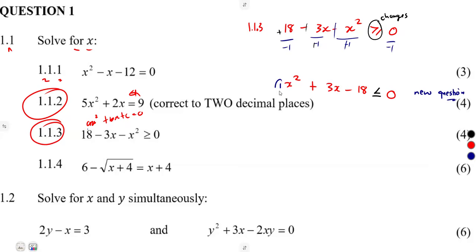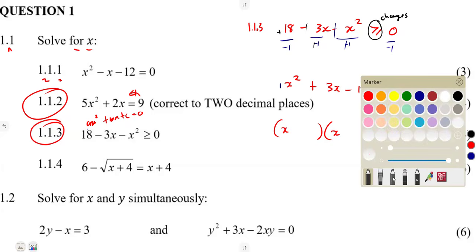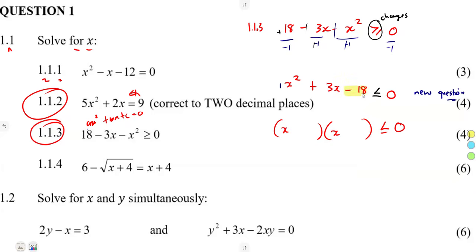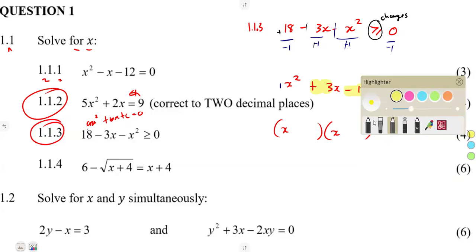Where the coefficient of x squared is 1, it'll be easier for us to simply factorize this part. It's going to be x and x here, considering factors of what? The constant -18, which will give us a +3 when you add.